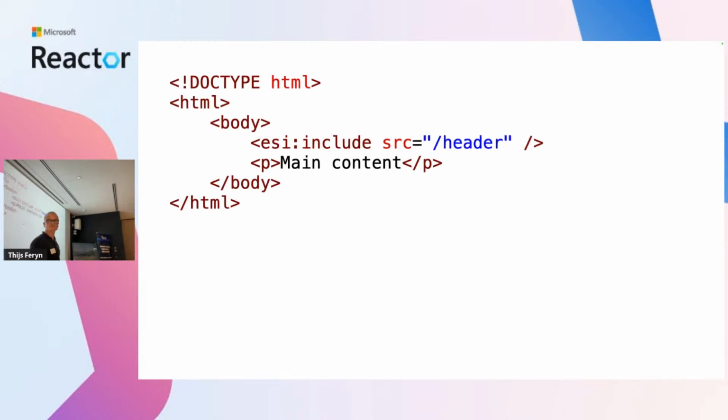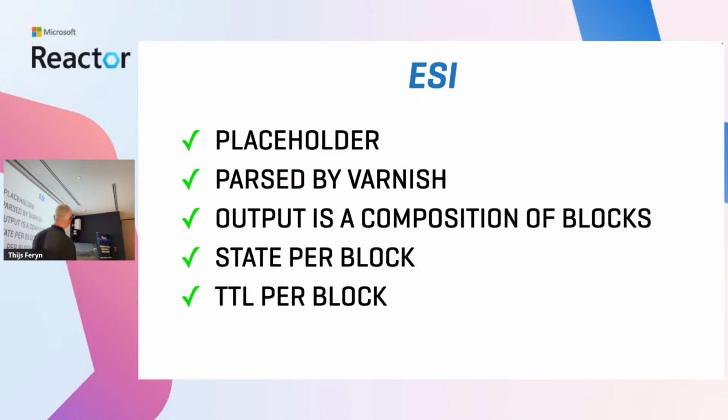And that way, I'll show you an example here. Maybe I have a perfectly cacheable page, but the header, well, we don't want to cache the header because the header has my name in it based on a cookie, and we don't want to cache my name when Frank goes on the website, right? He wants to see, hi, welcome Frank, and not welcome Thijs. So we could have a separate endpoint there, /header, and don't cache that, and make the rest cacheable. So that means instead of saying the entire page is not cacheable, you say that snippet is not cacheable. Or you compute it on the edge. So it's placeholder technology parsed by Varnish, and you can make the output a composition of blocks, where each block has its own state and its own TTL.